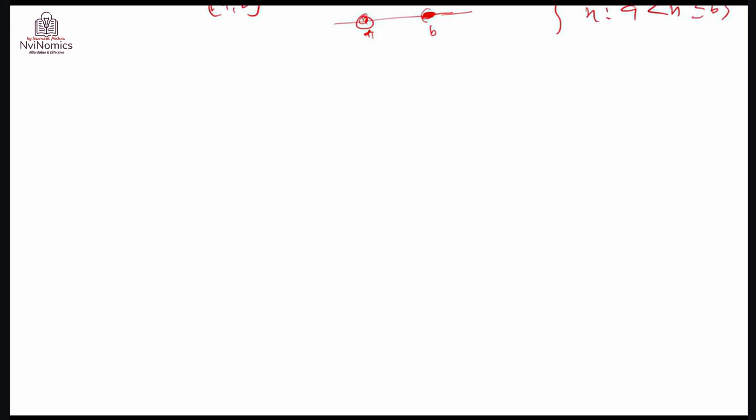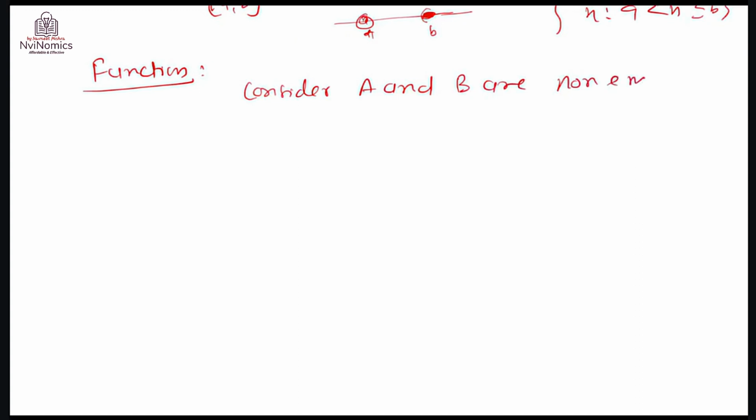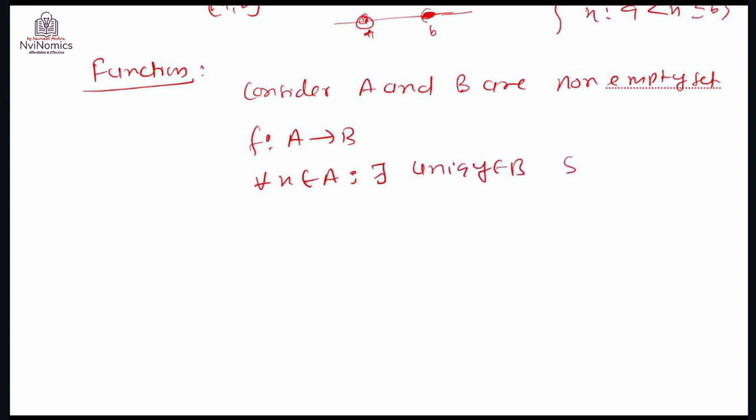Now I'm going to tell you what is called a function. We learned what a dependent variable and an independent variable are. Now I'm going to teach you function. In a function, consider a and b to be non-empty sets, and f mapping a to b: for all x belongs to a, there exists a unique y belongs to b such that f of x equals y.